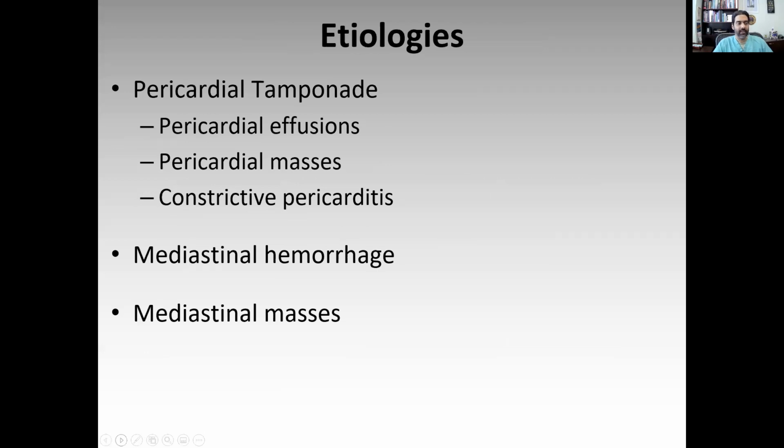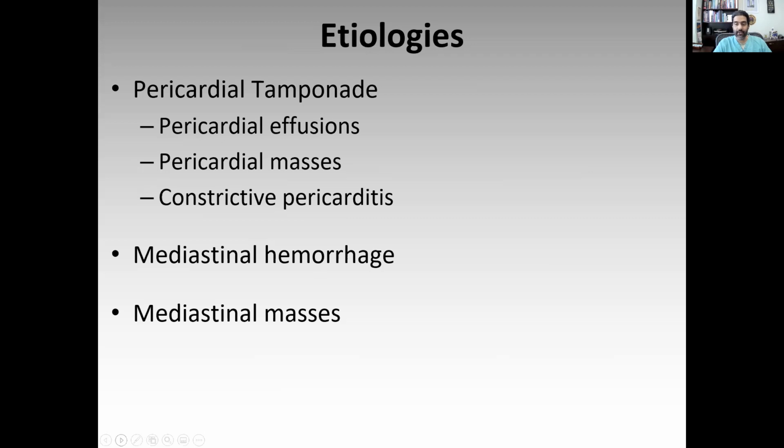So when we think about the specific etiologies, everyone thinks about pericardial tamponade. They think about pericardial effusions in particular being the etiologic factor that leads to tamponade. But remember that anything outside of the heart that exerts a compressive force into the heart can cause tamponade. So not only stuff within the pericardium, but also stuff outside.